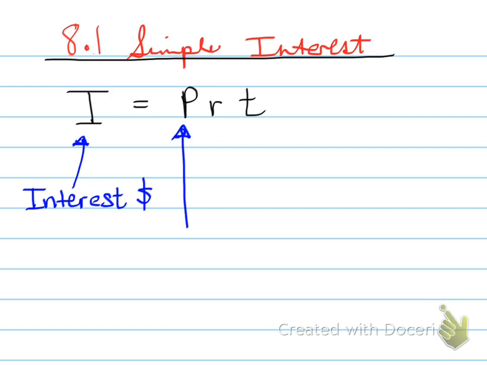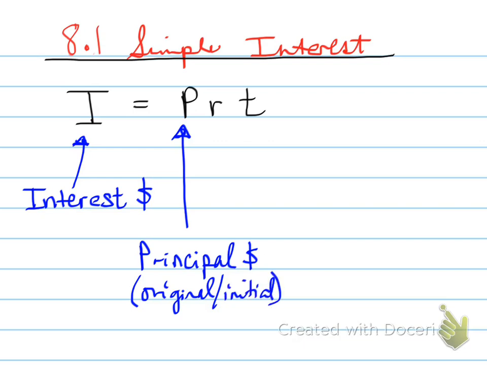Now, capital P stands for principal. Principal is also a dollar value because, again, all the capital letters represent a dollar value. Specifically, the principal represents the original or the initial amount invested or borrowed. So you borrow a certain amount of money, that is known as the principal. If you invest a certain amount of money, that's known as the principal. So that's the initial amount that you invest.